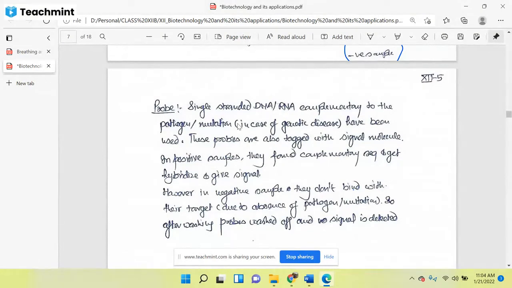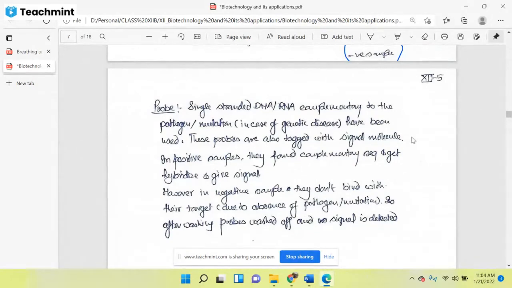So its application is for both: to detect any pathogen present in our tissue or any mutated gene. We will make the single stranded DNA or RNA that should be complementary to the pathogen or the mutated gene. In case of genetic disease, these probes have been used. These probes are also tagged with a signal molecule.